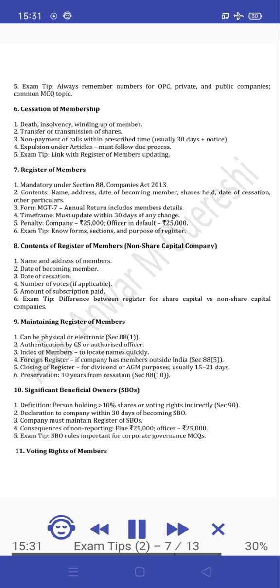Foreign register: if the company has members outside India, Sec 88(5). 5. Closing of register: for dividend or AGM purposes, usually 15 to 21 days. 6. Preservation: 10 years from cessation, Sec 88(10).